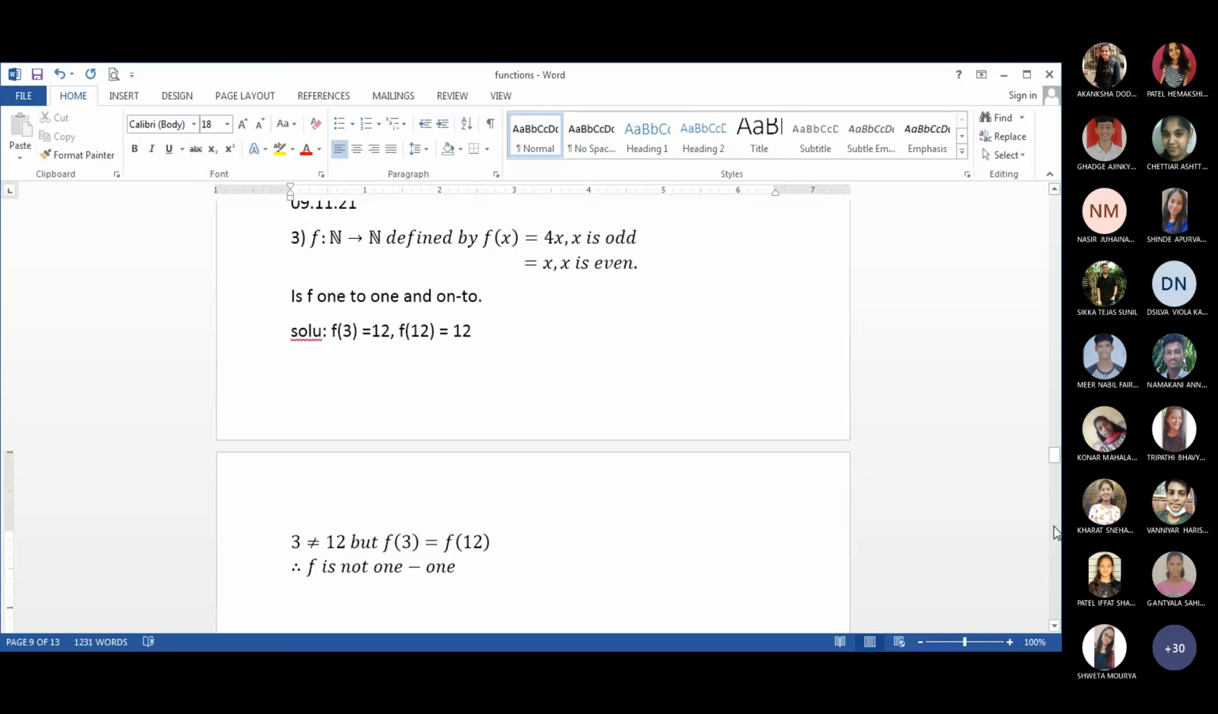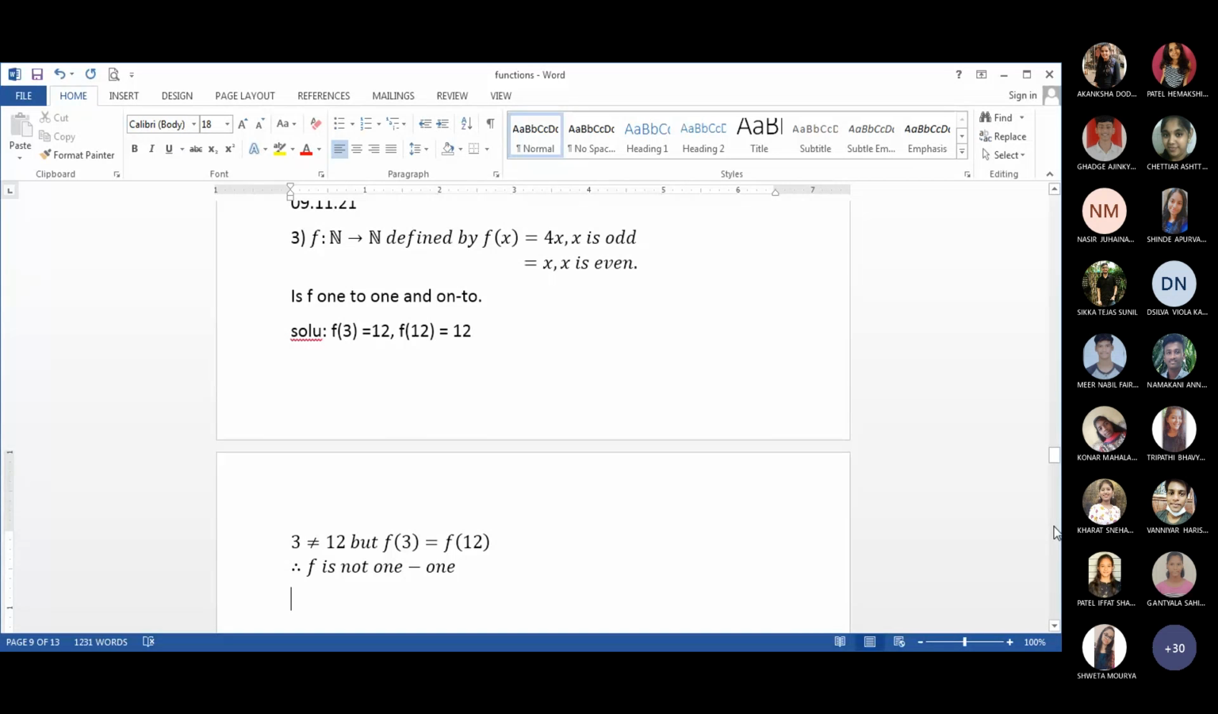Is this clear? Like that you can check for x equal to 7 also. अगर f of 7 लिया तो 28 मिलेगा and f of 28 भी 28 मिलेगा. So 7 and 28 are different, but their images are same. So function is not 1 to 1. And again I repeat, this is what is expected.